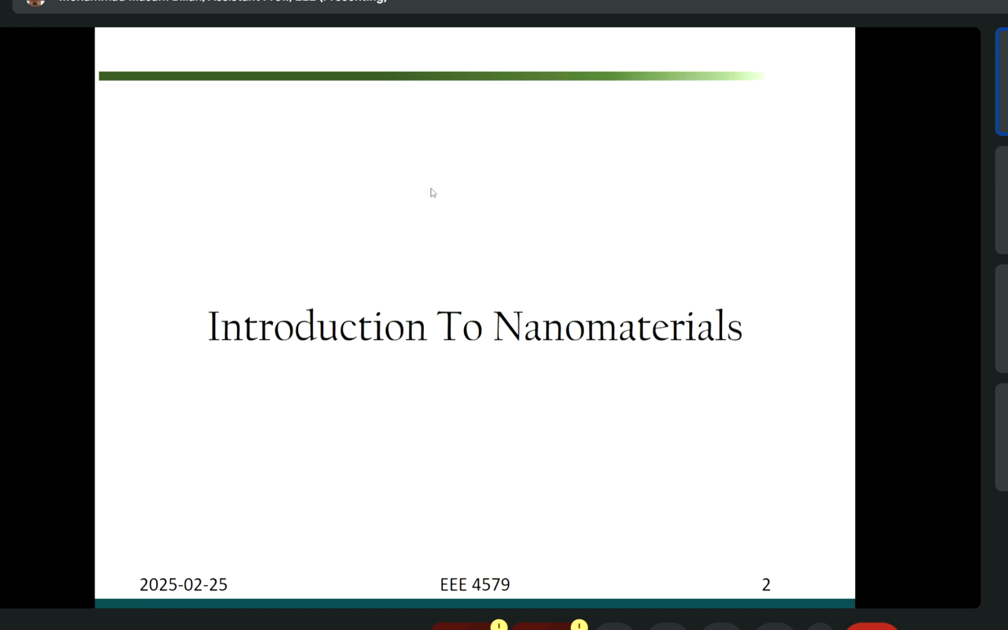Today is just the introduction part, and in the next lecture we will discuss some physics and other behavior of nanomaterials and some applications of nanomaterials. Today, just a brief discussion about what nanomaterials are, how we get them, what the historical background is, and how to prepare nanomaterials in the laboratory, or how to get them from nature. Discussions regarding such topics will be covered today.